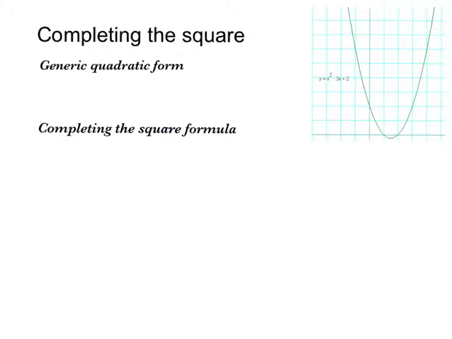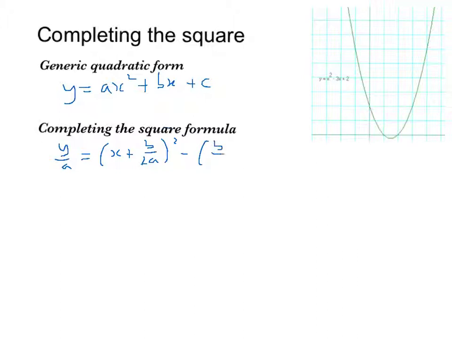Before we do anything, we need to know the generic quadratic form, which is y equals ax squared plus bx plus c. So every quadratic will in one way or another be in this form. We also need to know the completion of the square formula, which is y over a equals x plus b over 2 times a, all squared, minus b over 2 times a, all squared, plus c over a.